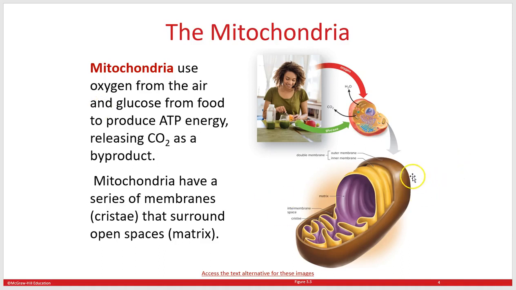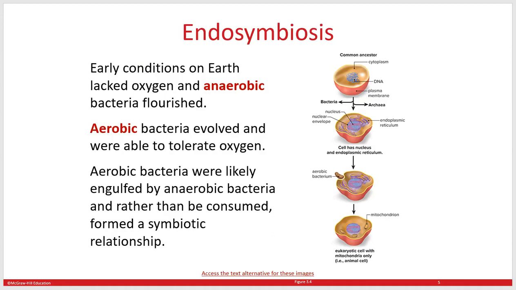The mitochondria itself has two membranes, an outer one and an inner one. The inner membrane is kind of folded back and forth to increase surface area. These folds are called cristae, and the spaces that exist in here we call the matrix. The mitochondria is a unique organelle in that it has two membranes. It also has its own set of DNA that is circular, like a prokaryote.